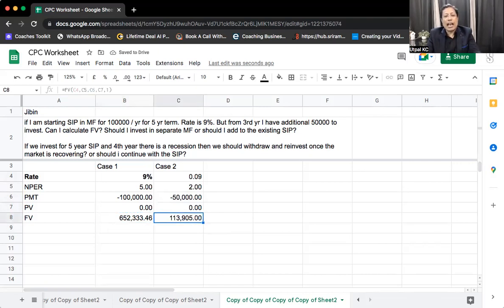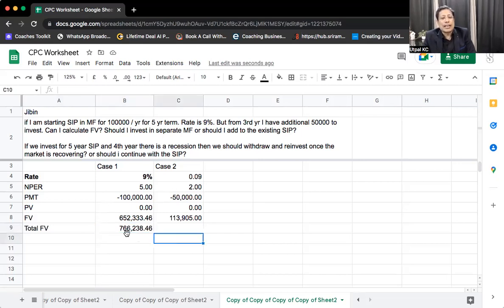Now your total FV will be this plus this, 7,66,000. Okay, Jibin, got it? So this much will be your total FV. Can I calculate FV? Yes, you can calculate FV, and this is how you can do it. Should I invest in a separate mutual fund or add to the existing SIP? You see, there is no hard and fast rule.